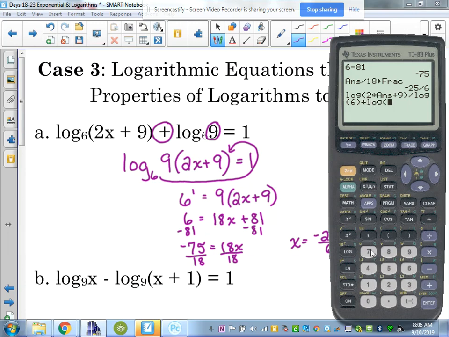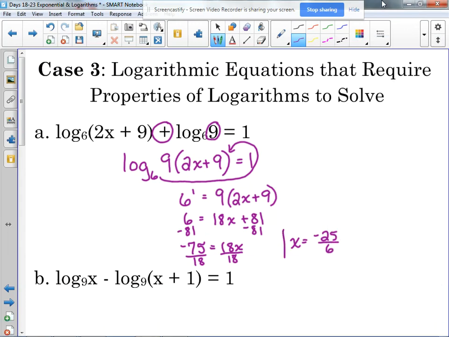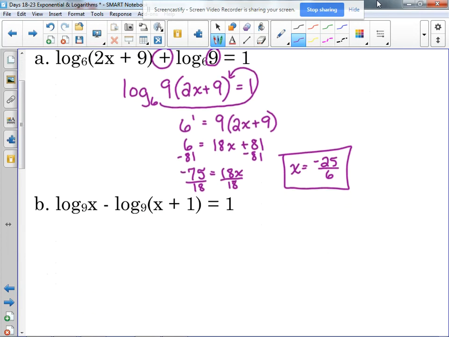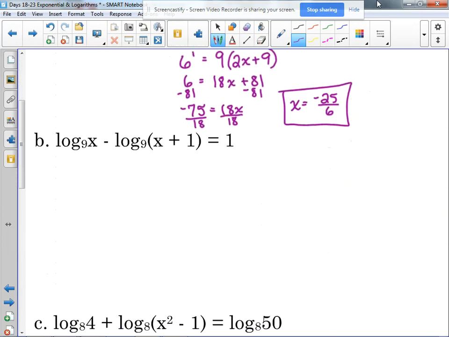Remember, you have to use change of base to put that in. And that did give me 1, so we're good. Negative 25 over 6 is the solution. All right. Look at a subtraction example.